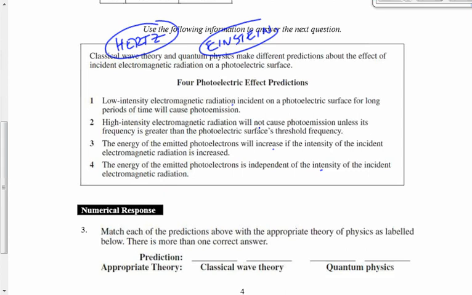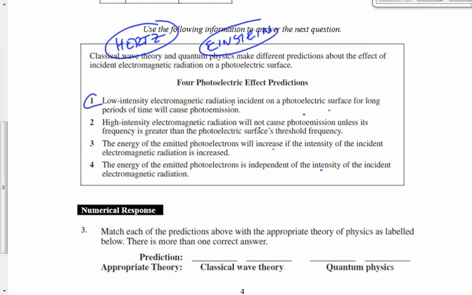Low intensity EMR incident on the surface for a long time will cause the emission of electrons. Think back to the demonstration we did in class with the balled up pieces of paper. Throw pieces of paper at, who do we throw it at? Parker. Throw it at Parker. One piece of paper didn't cause an ouch, right? 100 pieces of paper doesn't cause an ouch. So if we're low intensity and low frequency and it's not happening, then it doesn't matter how long we do it for, it's not going to happen. This isn't true. Well, if it's quantum physics, it's true. Must be classical. Must be part of Hertz's explanation.